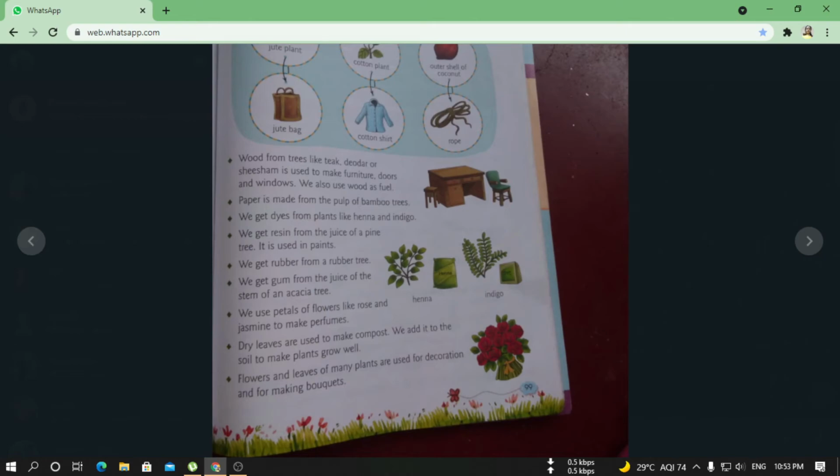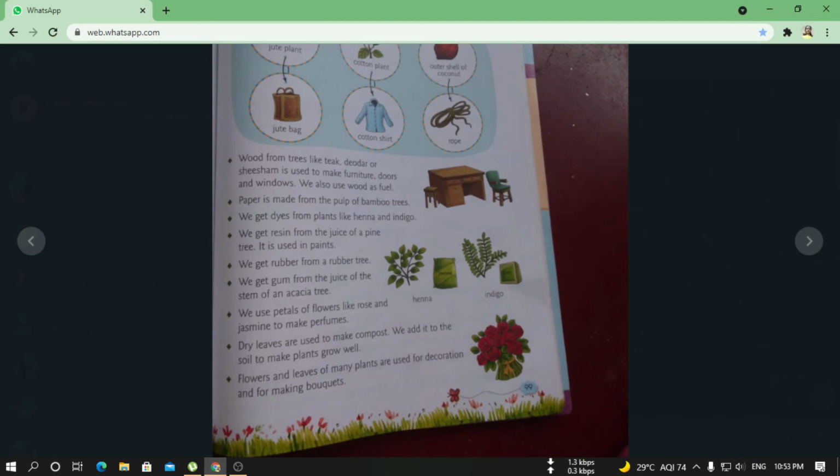Now we also get resins from the juice of the tree. It is used in paints. Okay, then we get rubber from rubber tree. We get cotton from cotton plant. We get gum from the juice of the stem of the acacia tree. Okay, now we also get petals of flowers like rose and jasmine flower petal that we get.